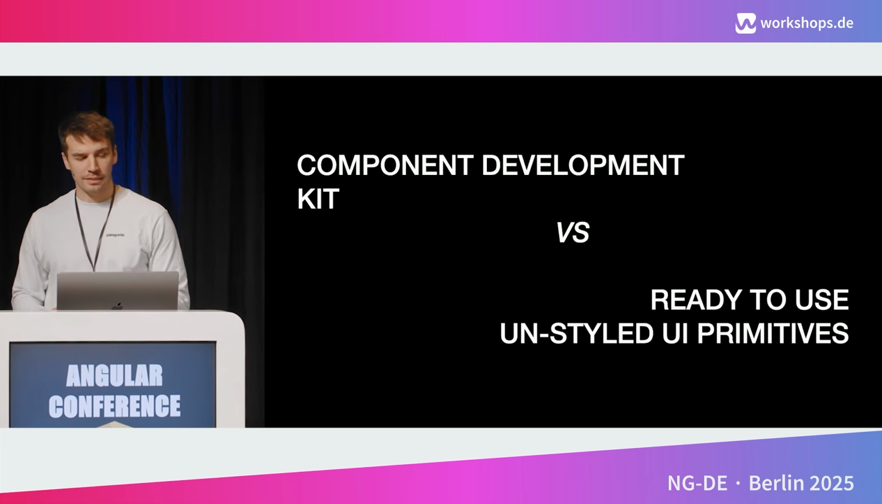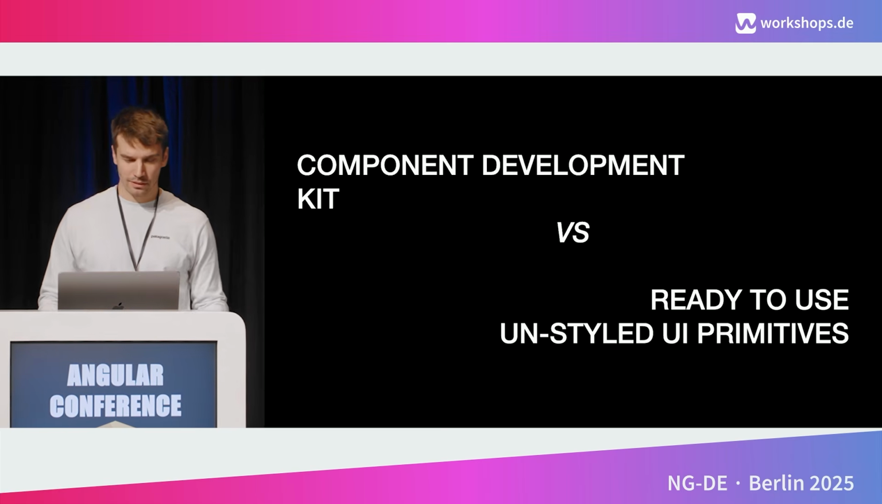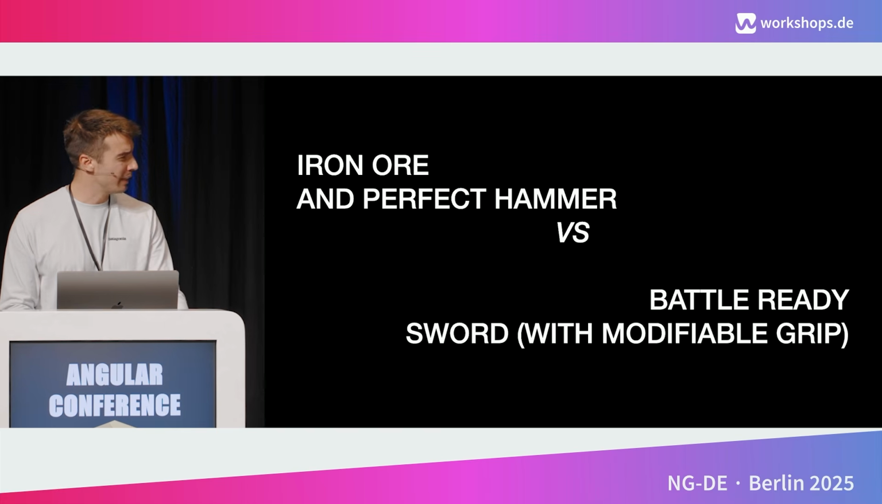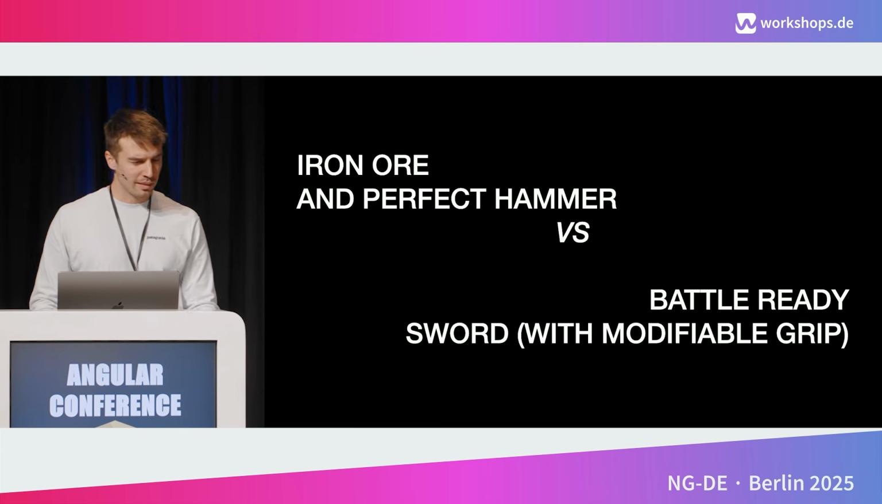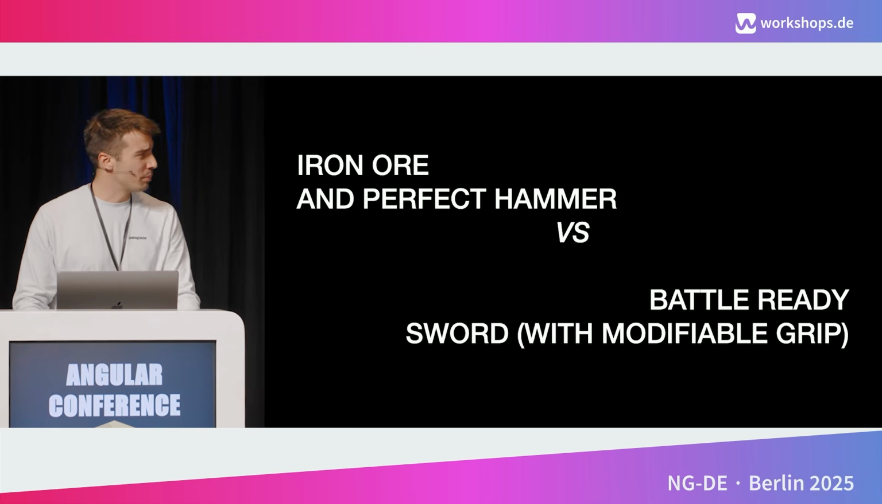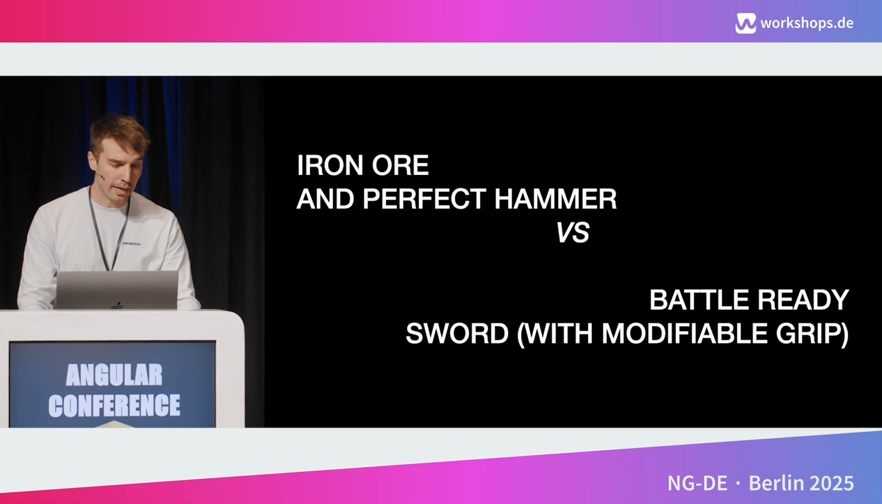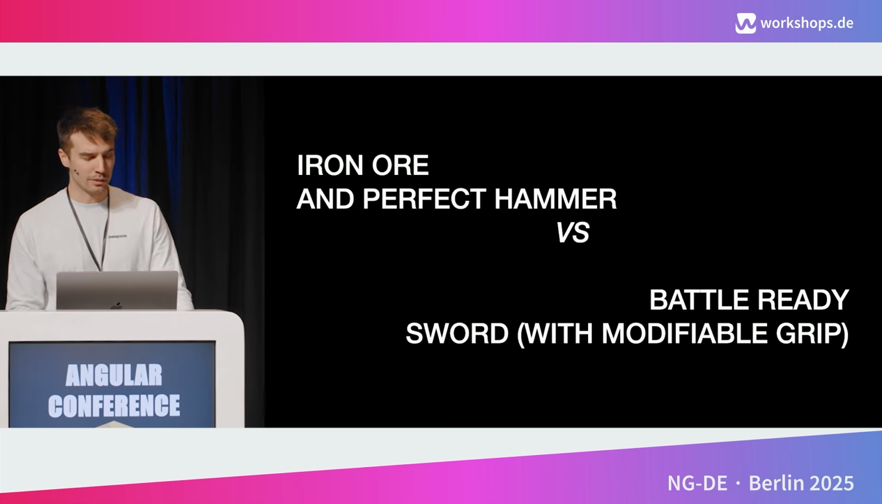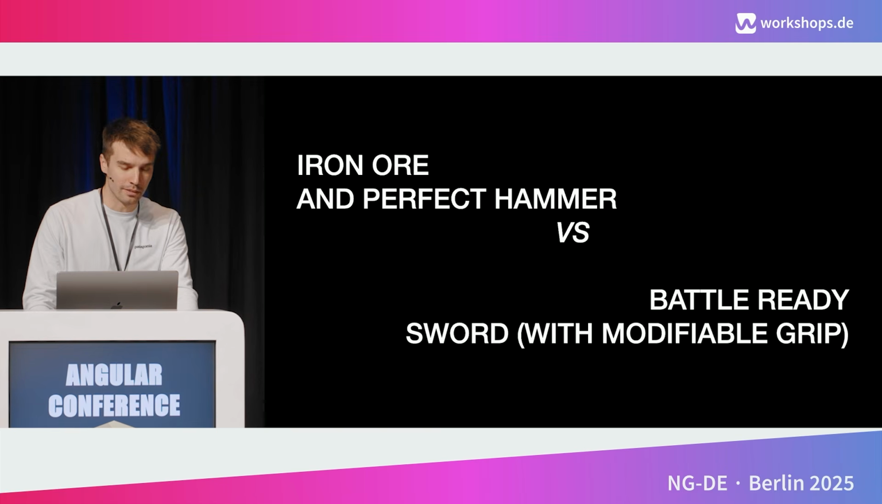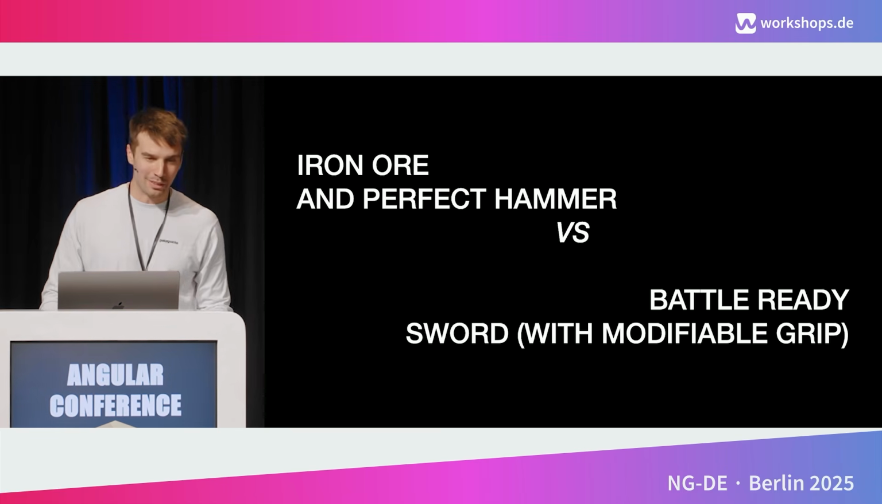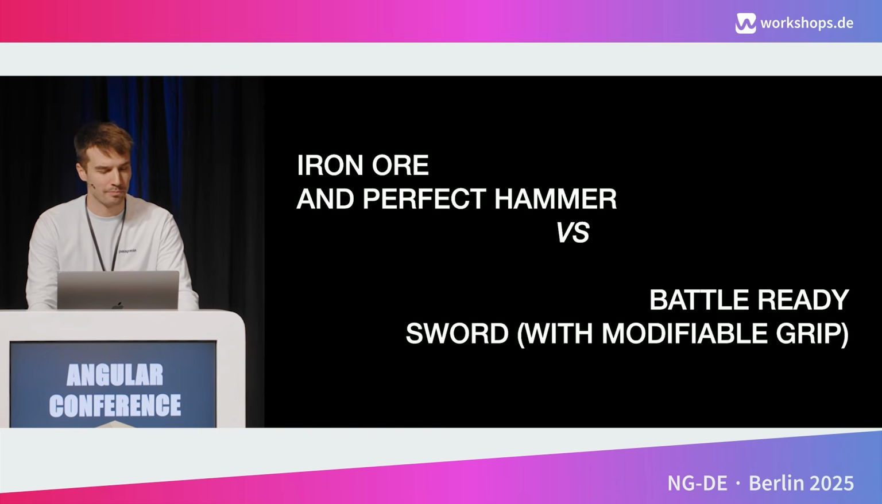Or to stay in the Spartan world, let's use an analogy that everybody understands. So the Angular CDK gives you the perfect iron ore and the perfect hammer to craft your own sword. Radix gives you a battle-ready sword. You just add the colors and the grip that you need. And both are powerful, they're just different levels of battle readiness.